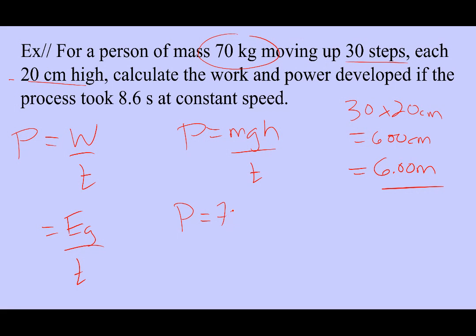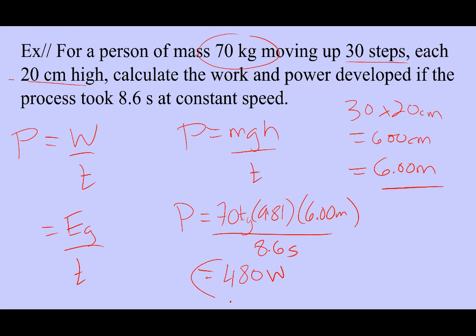So the person is 70 kilograms, 9.81, height of 6 meters divided by 8.6 seconds. Moving pretty fast to go up 6 meters, I think. 70 times 9.81 times 6 divided by 8.6 gives me, if I'm rounding to 2 digits, 480 watts or joules per second. That is the way to do it. As always, pause the video if you need to catch up.